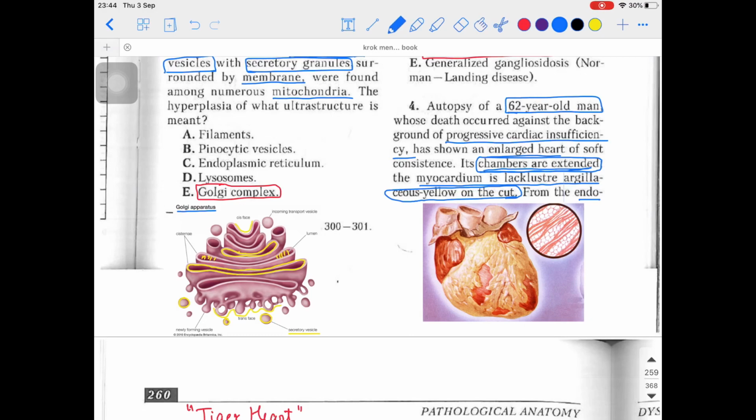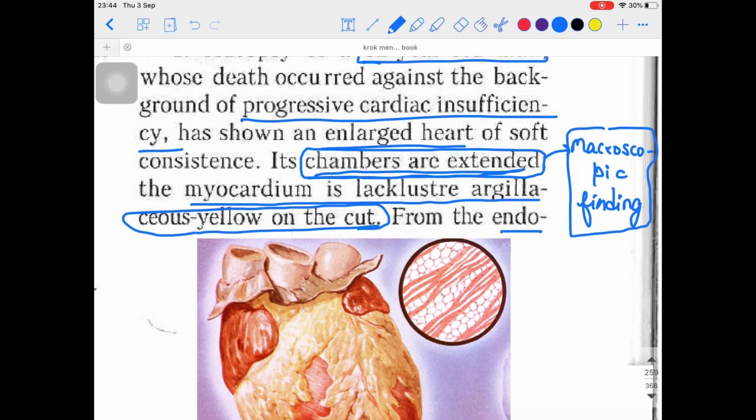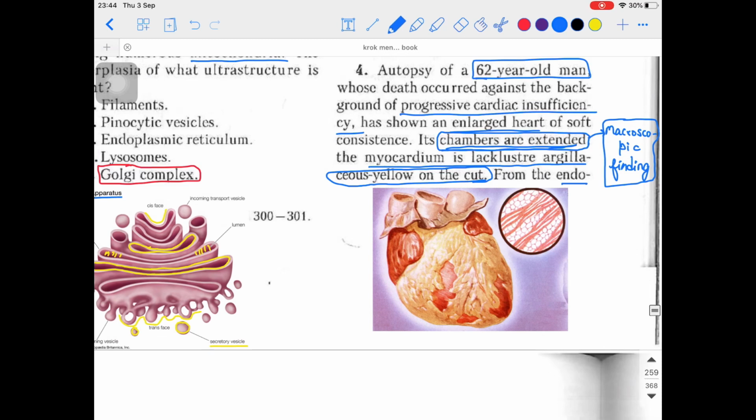So it means they are talking about the macroscopic finding over here. Chambers are extended, right? Chambers are stressed, chambers are flabby. It means they are talking about the macroscopic finding of the fatty degeneration of the heart, or the tiger heart.